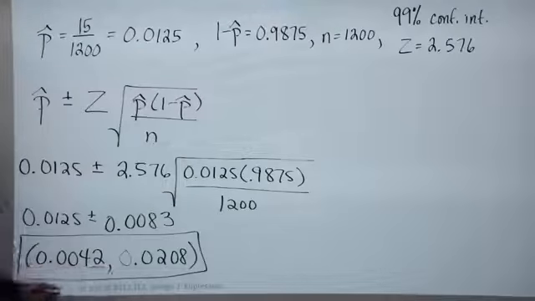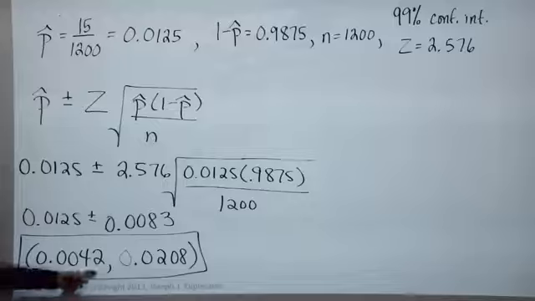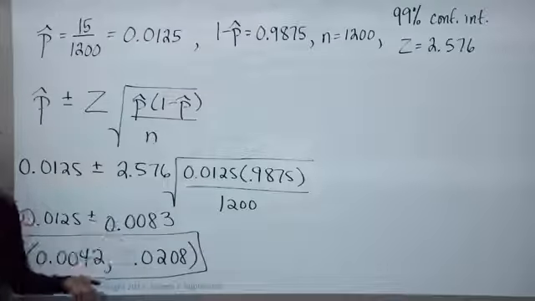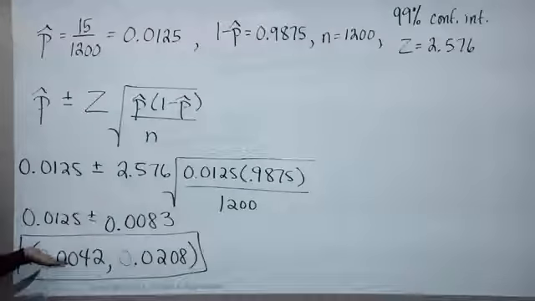We often put the confidence interval in a set of parentheses. We call this interval notation. Make sure that you're writing the smaller number first and then the bigger number, just like you would on a number line. And then along with confidence intervals, we'll always interpret our confidence interval.